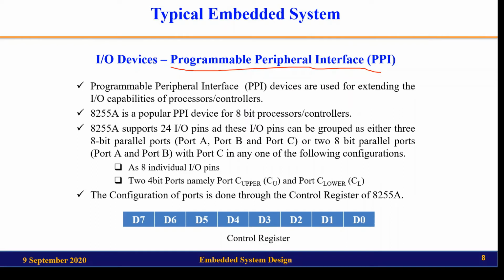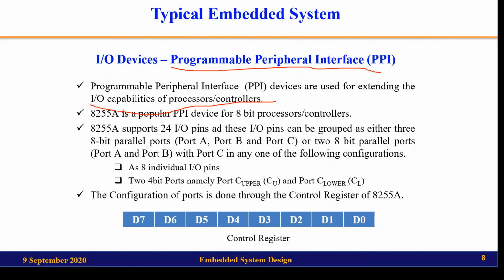In some microprocessors, ports may not be directly available, so you need to align an external chip for providing the input output ports. PPI is one such device, which provides I/O capabilities to processors and controllers. Most microcontrollers have built-in I/O ports, but some microprocessors like 8086 do not have ports, so they need to be aligned with the 8255 PPI to have input-output ports.